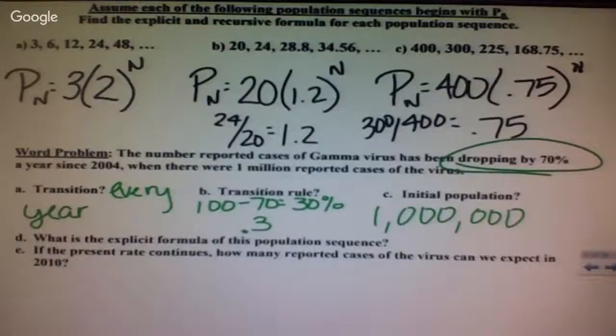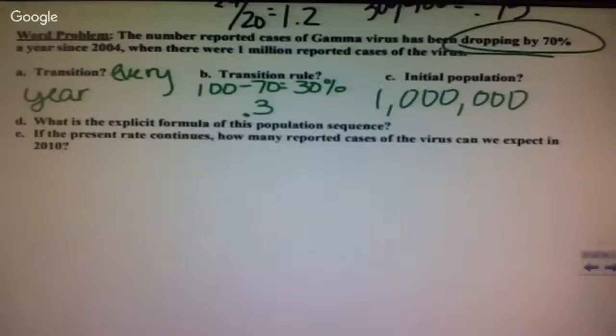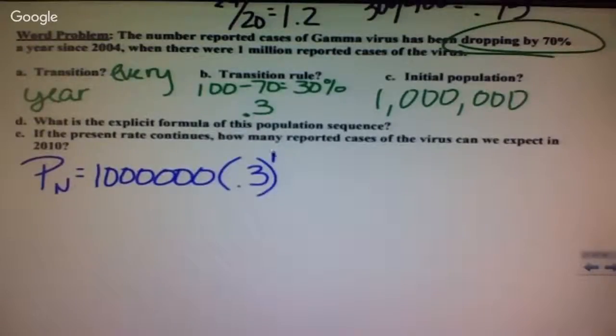So what would my formula look like now that we broke it all down? P sub n equals 1 million, parentheses 0.3, raised to the n. The n is 6. How do we get the n to be 6? Because it asks about 2010, so why don't we plug in 10? And it's 2004.